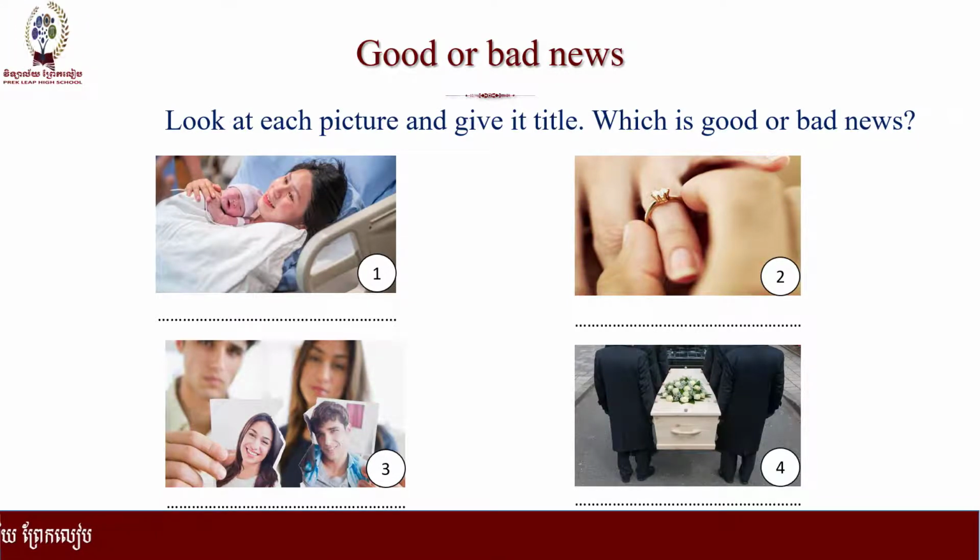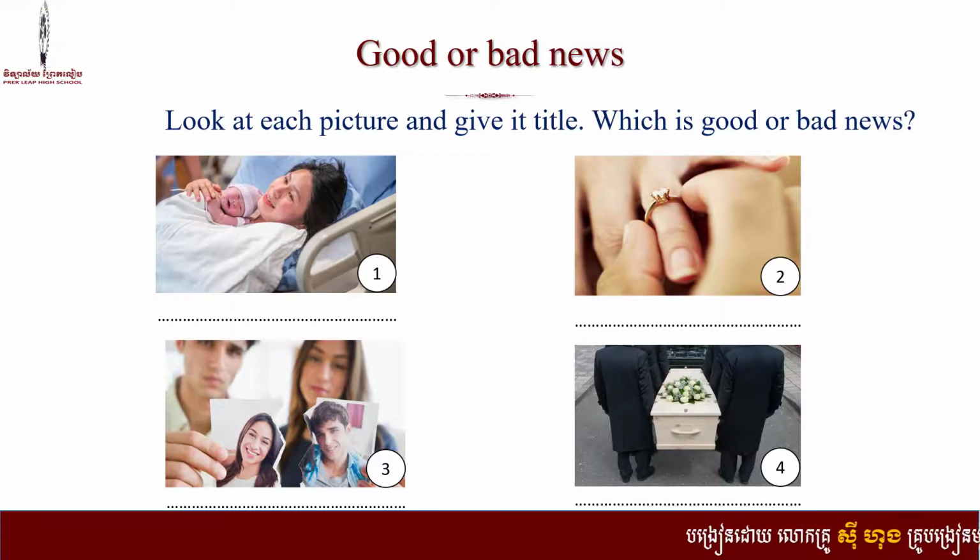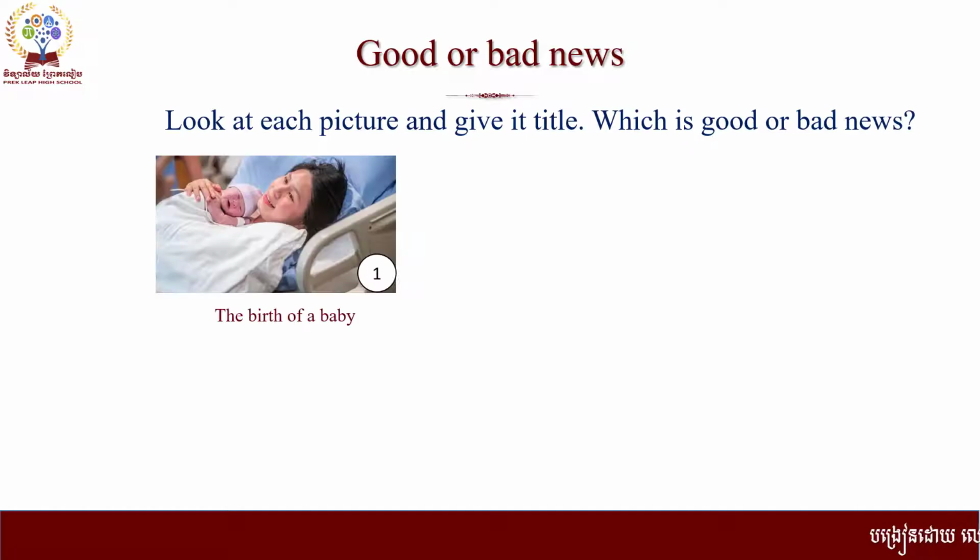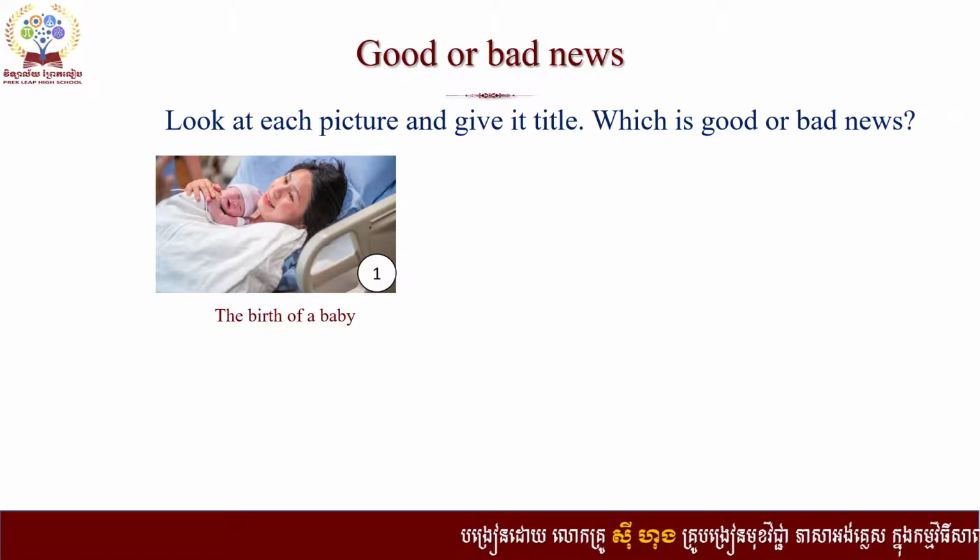Can you think about it a little bit? What does picture 1 mean? Yeah, so here's the answer for that. It is the birth of a baby. We can see the picture. Okay, the mother is happy when the baby was born.